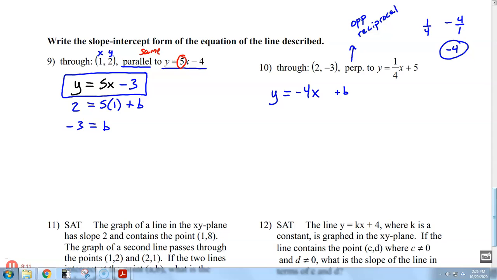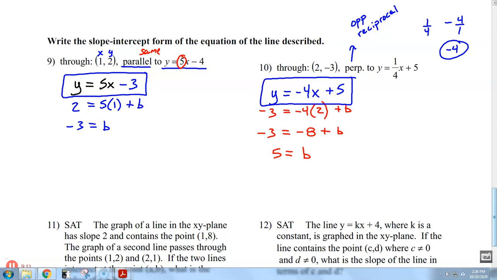B, who knows? Hopefully by now you're starting to see the pattern. I slap my x and y in there. -3 equals -4 times 2 added to something. -3 equals -8 plus who knows. Add 8. B is 5. So go back up here, take out the b, slap the 5 in. And oh man, we're good. Looking real good.